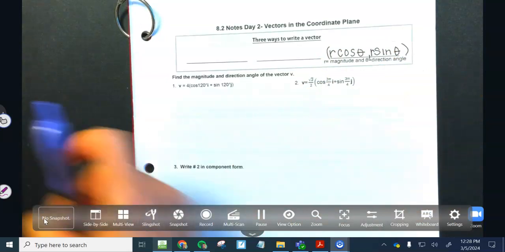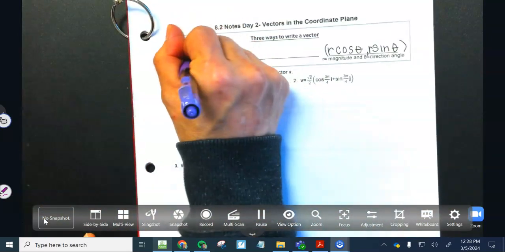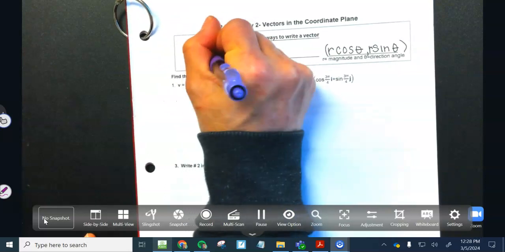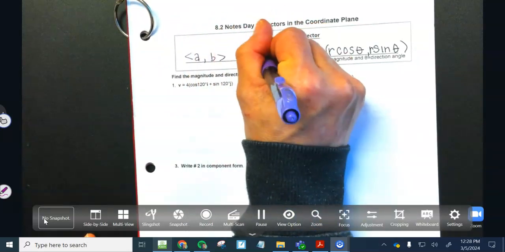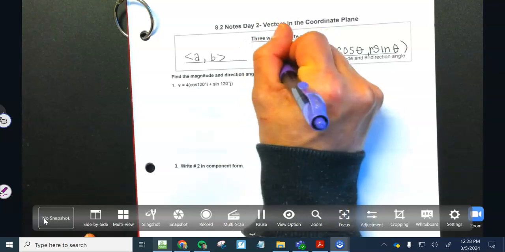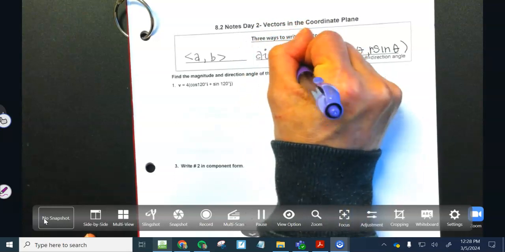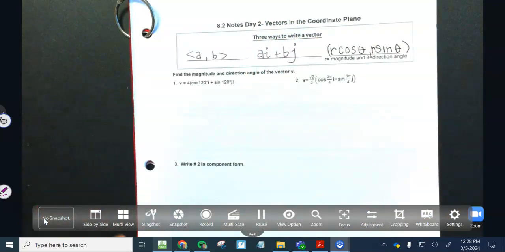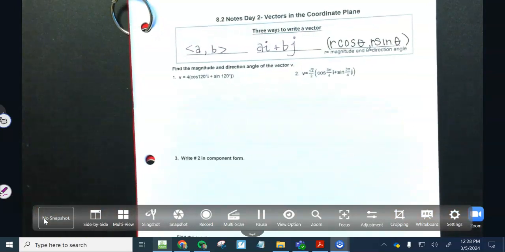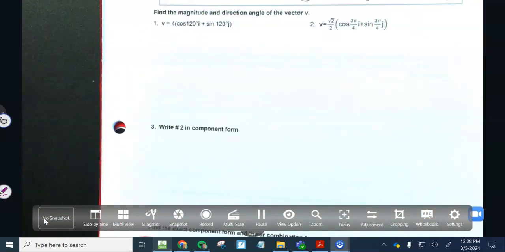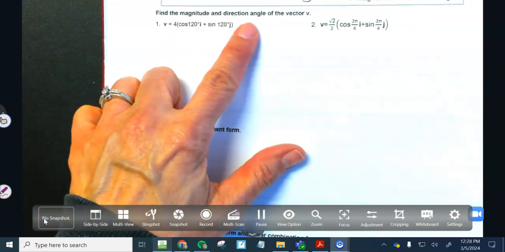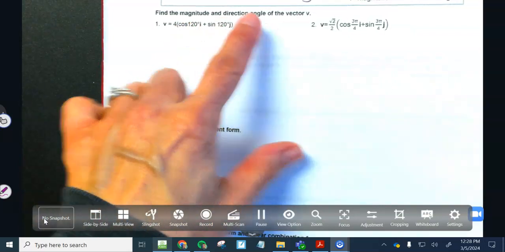And let me just get caught up. So you guys should have written a and b here. And then this is ai plus bj. Okay, so let's get used to this last form we're talking about. Find the magnitude and the direction angle of the vector.